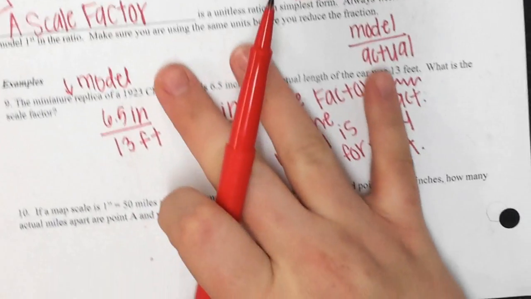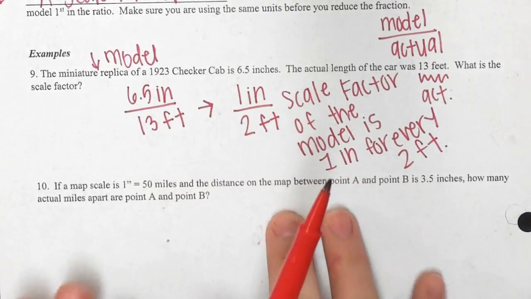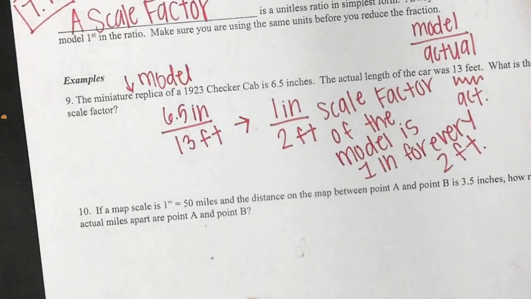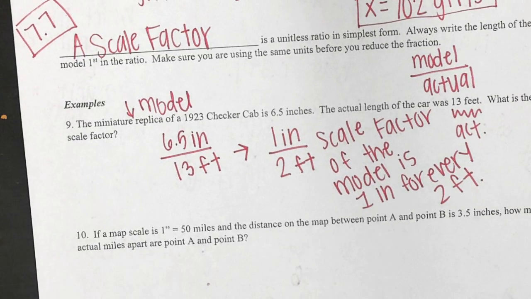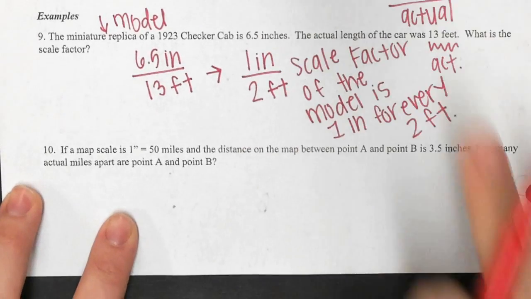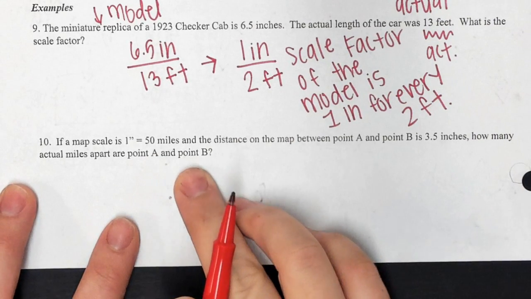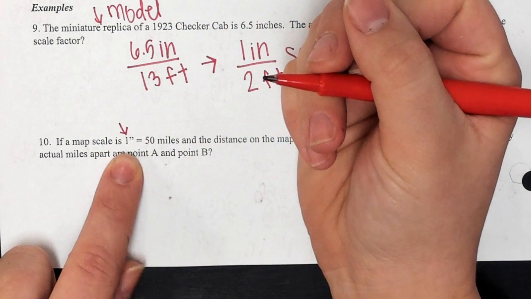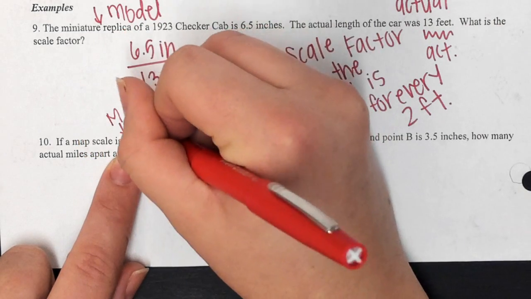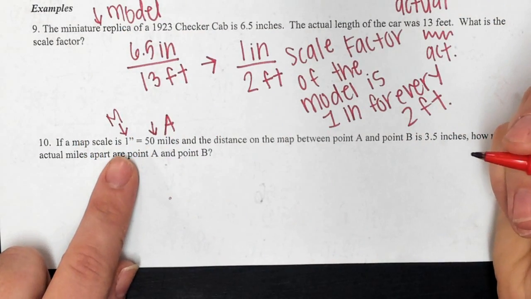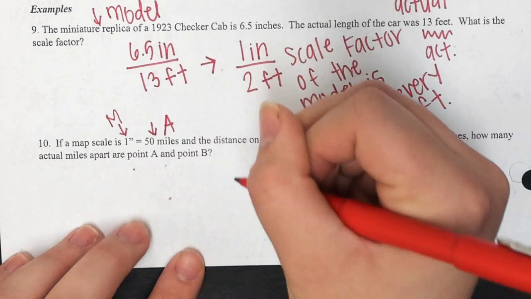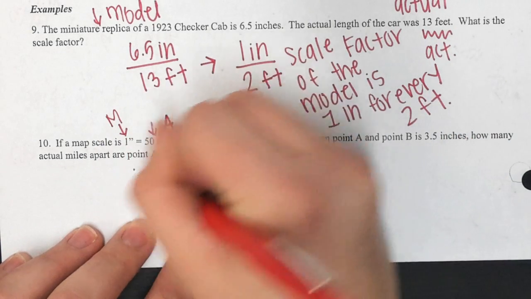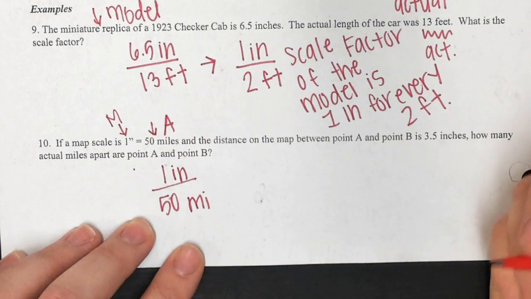Okay, so back in the old days, we used these things called maps. And you can't really put a real city on a map, can you? No. But can you use a scale factor and say for every 1 inch, this is equal to 50 miles, or this is equal to 25 miles. So that's what's going on in number 10. If a map scale is 1 inch for every 50 miles, so this is the model or actual? 1 inch is the model, and the actual is 50 miles. So for every 1 inch, it stands for 50 miles.